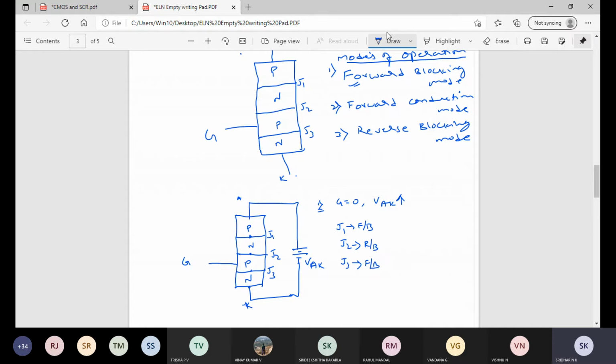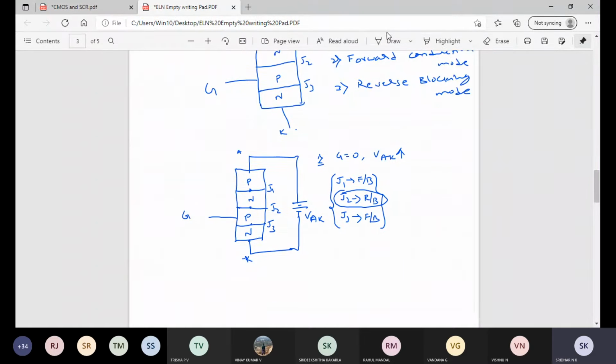For gate is equal to 0 and VAK positive, for this combination, the junctions' forward or reverse bias is: J1 is forward biased, junction J2 is reverse biased, and junction J3 is forward biased. So I told you in the beginning that all junctions should be forward biased for the device to turn on. Because one of the junctions is reverse biased, a small leakage current will flow in the circuit.